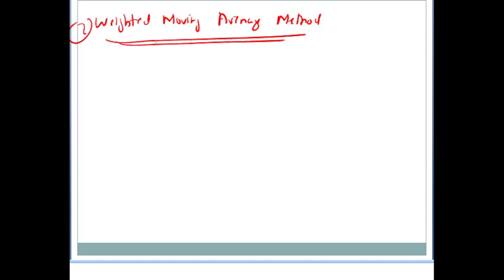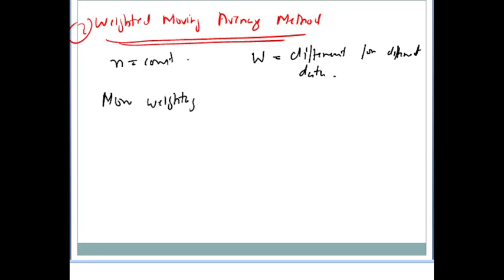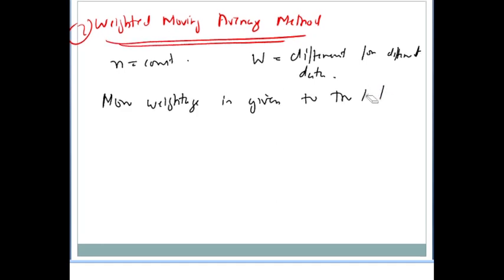In case of weighted moving average method, the period, that is n, will be constant. But the weightage will be different for different data. In case of weighted moving average method, more weightage is given to the latest data.